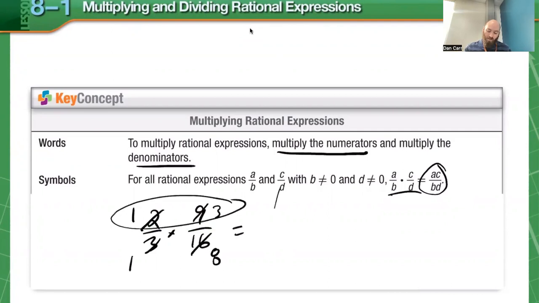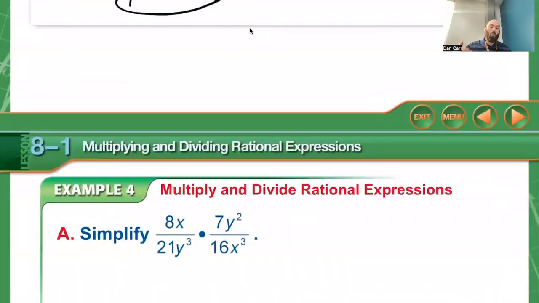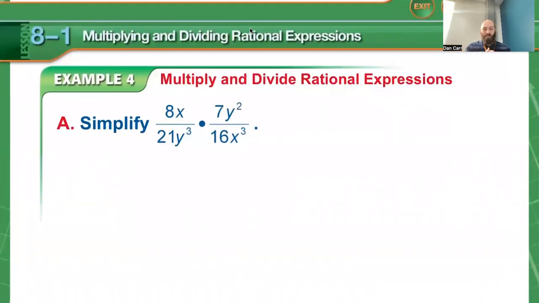Now look at my numerator, it's 1 times 3 is 3, and my denominator is 1 times 8 is 8. So that is an idea that I can apply here. When we look at this right here, we're going to multiply these rational expressions, but I'm going to look for those common factors to reduce it first.